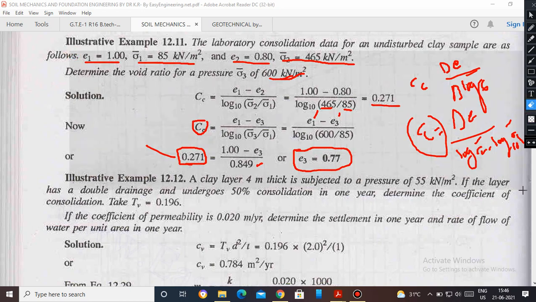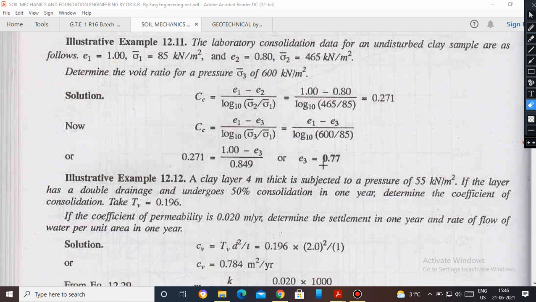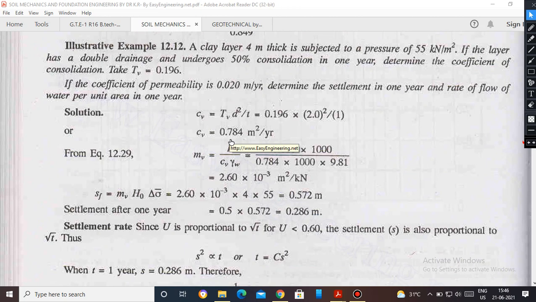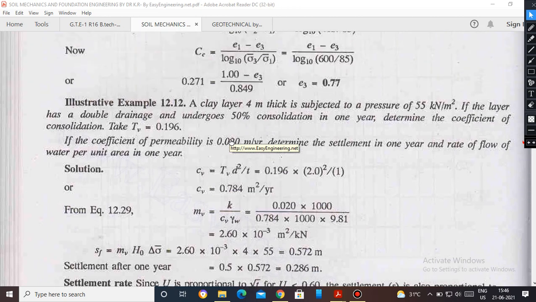For this same problem, they may give the void ratio and ask us to calculate the coefficient of compression. Any three parameters they will give, and one unknown parameter we find out from the given parameters of the soil mass. In this way, we calculate the void ratio as well as the compression index and the effective pressure under different conditions.